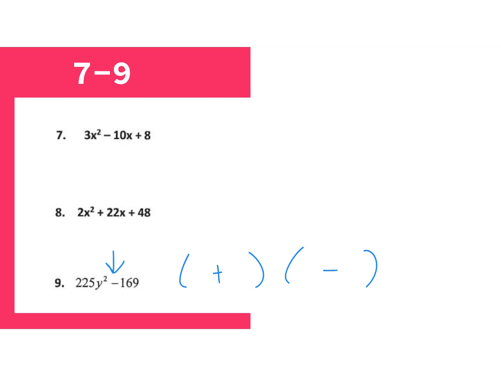So the square root of 225 is 15. And the square root of y squared is y, so I can put 15y in both of those areas. And then the square root of 169 is going to be 13, so I can put 13 and 13, and that's my difference of perfect squares fully factored there.